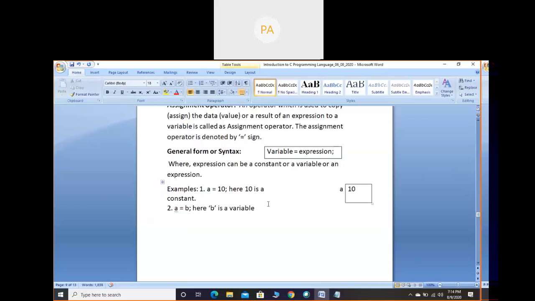Now in the second example, a equals b. As I said, on the right hand side, it can be a constant or a variable or an expression. So in the second example, if you look at the right hand side, b is a variable. So it is not a constant, it is a variable, but it is allowed according to the syntax and the rules. Whereas if you look at the left hand side, a is a variable. That is true, because on the LHS you always have to use a variable. Okay, so here in a equals b, b is a variable.